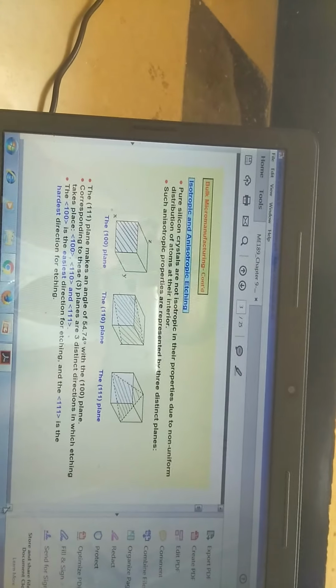Next, isotropic and anisotropic etching. What do you mean by this? Basically, for a substrate made of a homogeneous and isotropic material, the chemical etchants will attack the material uniformly in all directions. This orientation independent etching is referred to as isotropic etching. Orientation dependent etching is called anisotropic.